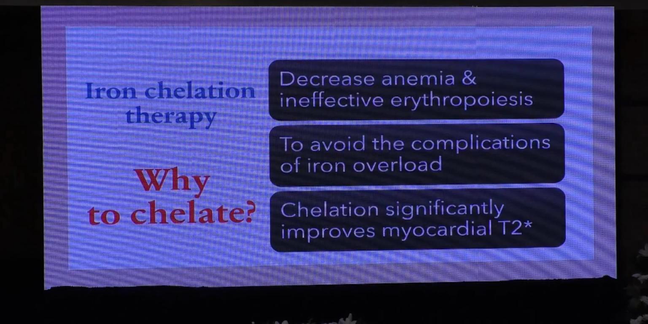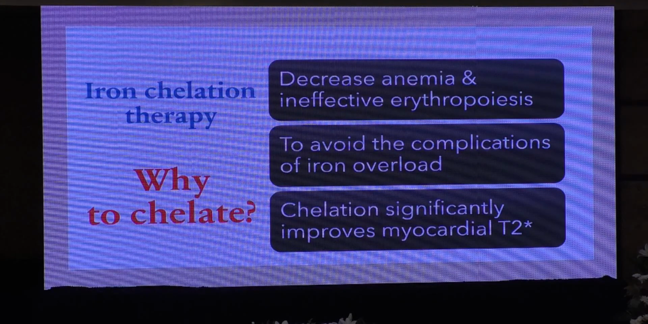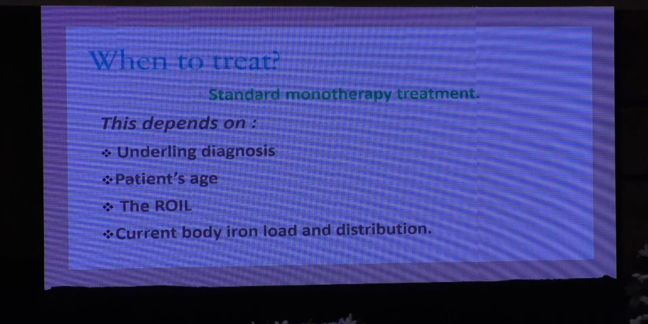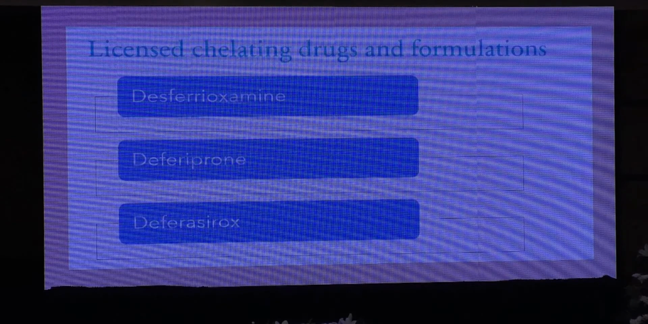Usually, we give chelation to decrease anemia and ineffective erythropoiesis, to avoid complications of iron overload, and chelation significantly improves the myocardial T2 star. We start with standard monotherapy treatment. This depends on the underlying diagnosis, patient age, the ROIL level, and the current body iron load and distribution.